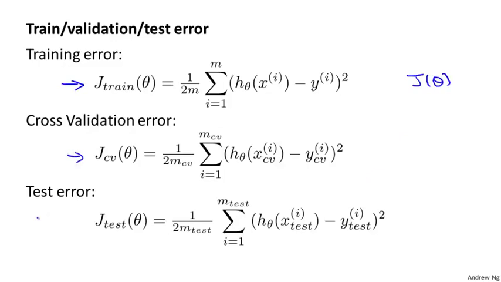And then J subscript CV is my cross-validation error. It's pretty much what you'd expect. It's just like the training error, except measured on the cross-validation data set. And here's my test set error, same as before.